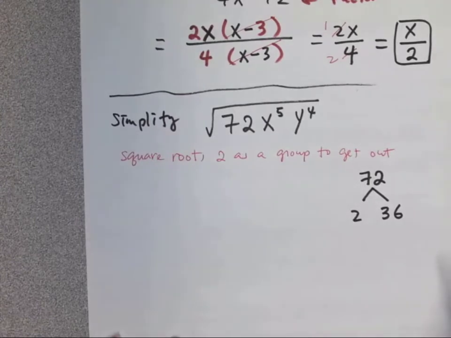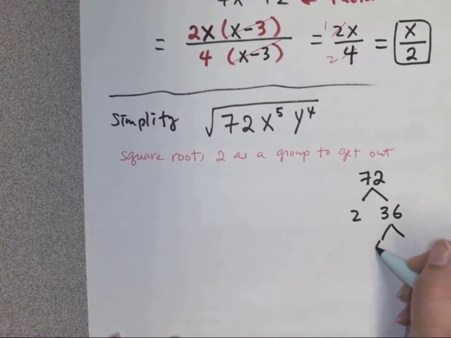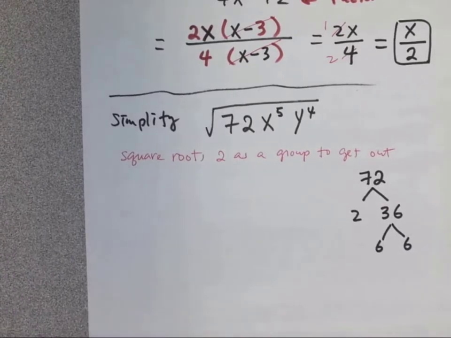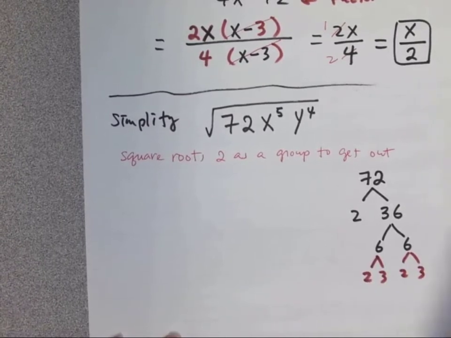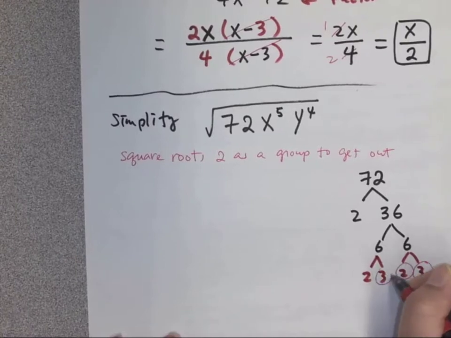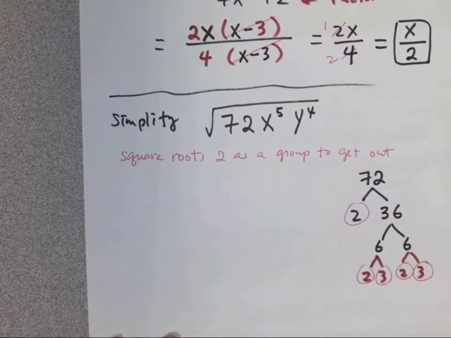Okay, 36 can be broken down as 6 times 6. So 6 can be broken down as 2 and 3 and 2 and 3. So I can stop here. And how do I know when to stop? Whenever we cannot divide the numbers. Yeah, and they are prime numbers, so there's no more factor, right?